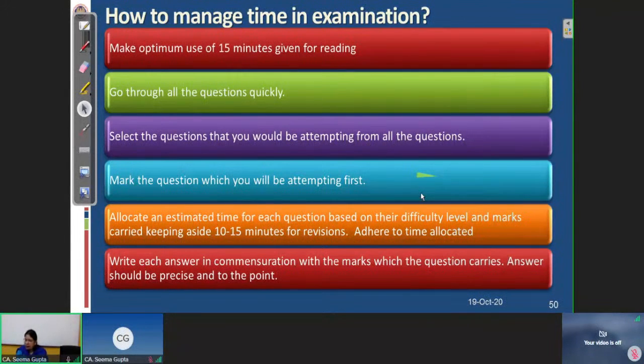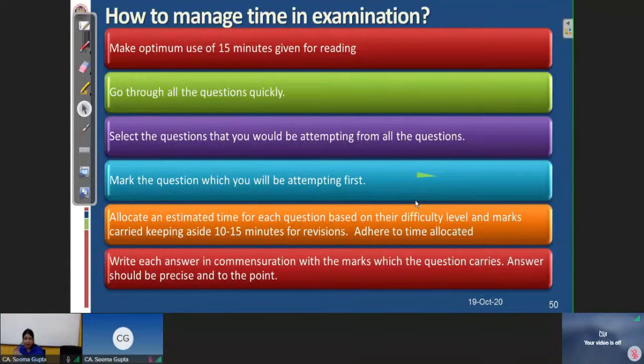Paper 1 accounting. Go through all the questions quickly. Select the questions that you would be attempting from all the questions and mark the question which you will be attempting first. This is the same thing which I have told you. Allocate an estimated time period of 10 to 15 marks for revision at last. Means if you have 3 hours and you have to attempt 6 or 7 questions, then you have to decide that you are not going to spend more than 24 to 25 minutes on a particular question.